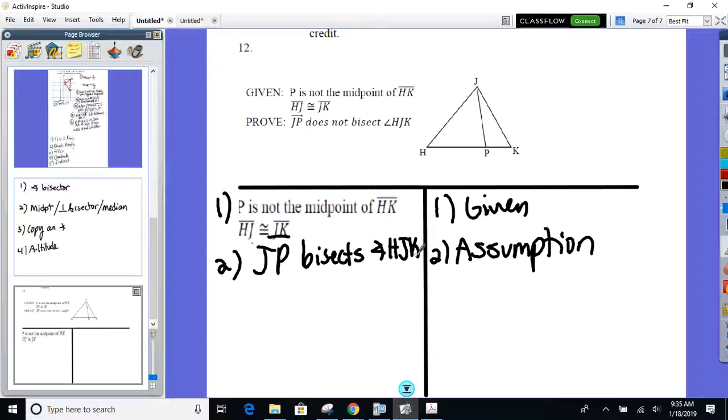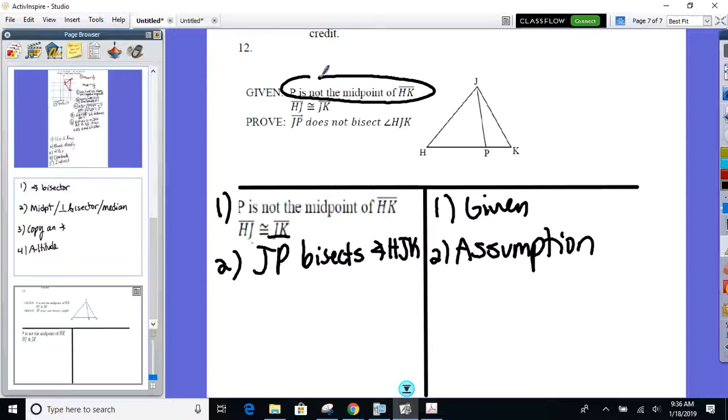What is our goal? Somewhere in the statements, you should have a contradiction of one of the givens. Everyone take a look at the two givens that are provided. Which one do you think we're going to contradict? P is not the midpoint, by showing P is the midpoint. Okay, that's what we want to do. Show P is the midpoint of HK somehow. You ready to do it?